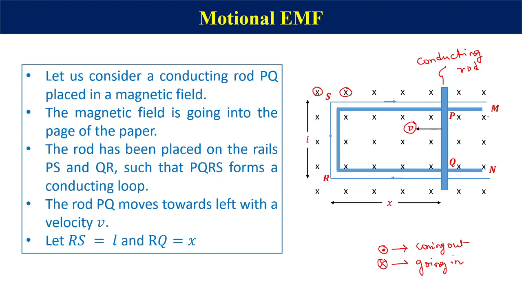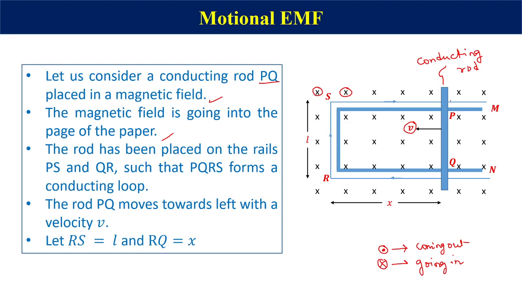Now these two are the rails, I mean MSRN. This particular part is a rail, which is also a conducting rail. Let's consider a conducting rod PQ placed in a magnetic field. The magnetic field is going into the plane of this paper. The rod has been placed on the rails PS and QR.